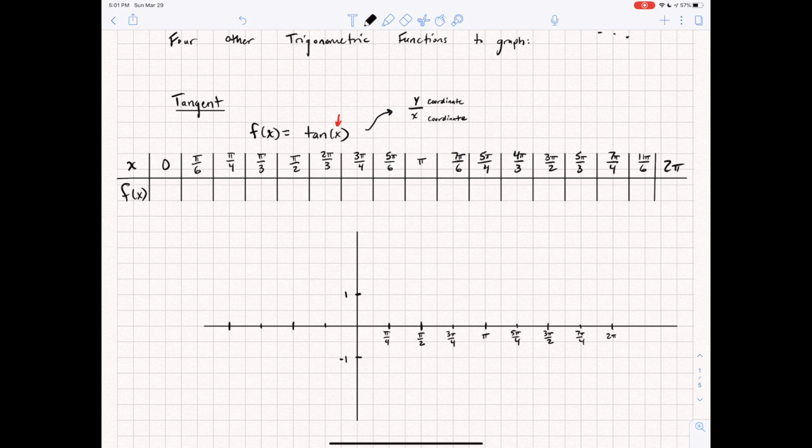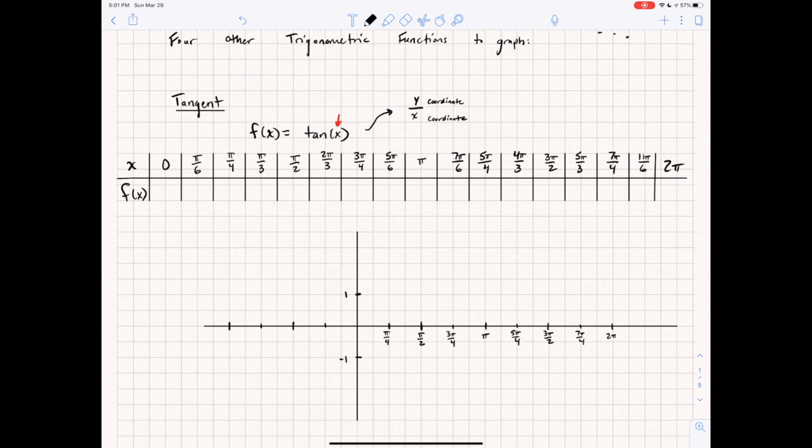And let's just go along and find tangent of each angle. If you want to fill out or create this table on your own, I would encourage you to pause here. Then using the unit circle, construct y over x and go ahead and simplify it. That's what I'm going to do as well. All right, so I'm going to go ahead and start now.